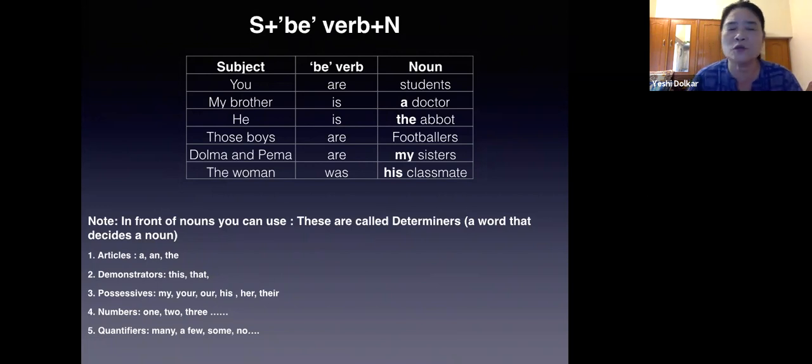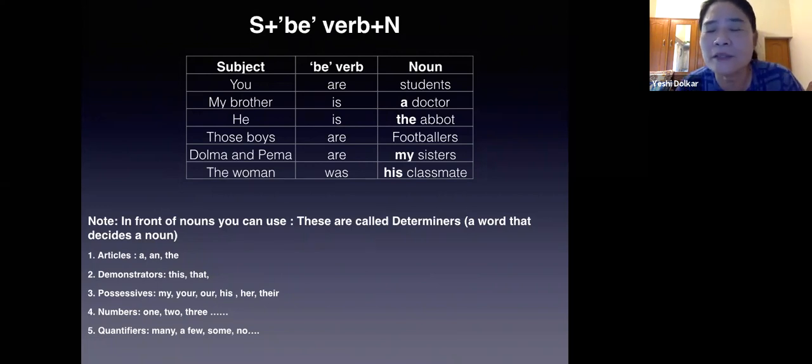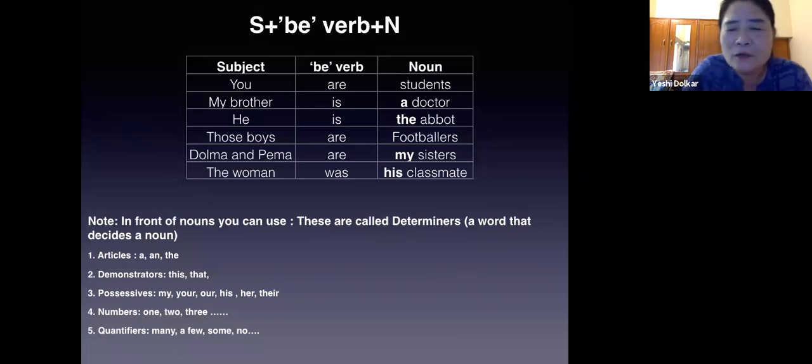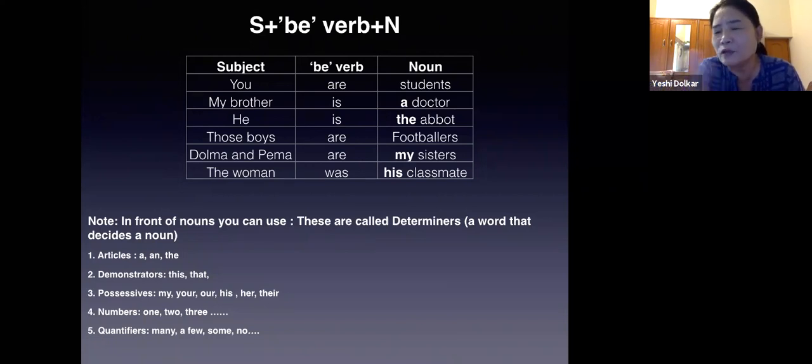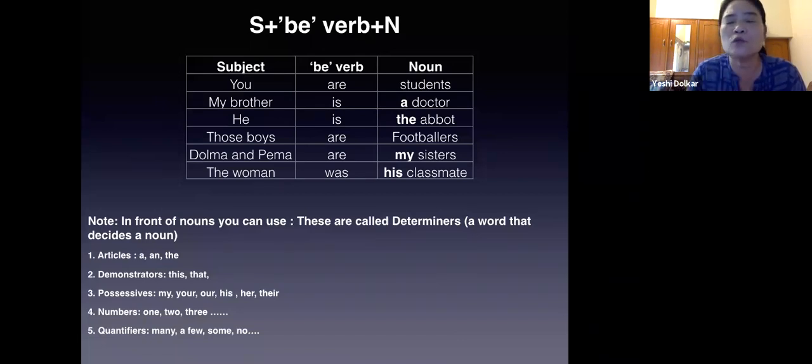Then you want the. He is the abbot. Now I put the there. All right. You can put that in front of a noun, but don't put it if there is no noun there. If there's only an adjective, you cannot put it. You cannot say he is a tall, because there's no noun at the end.